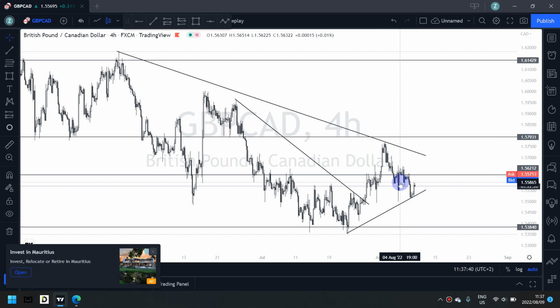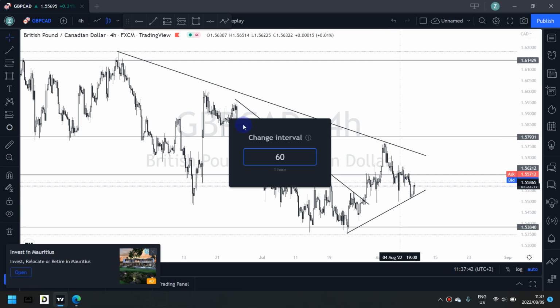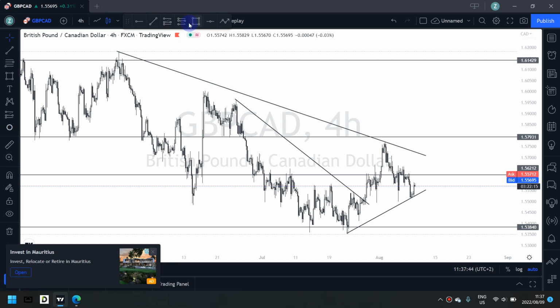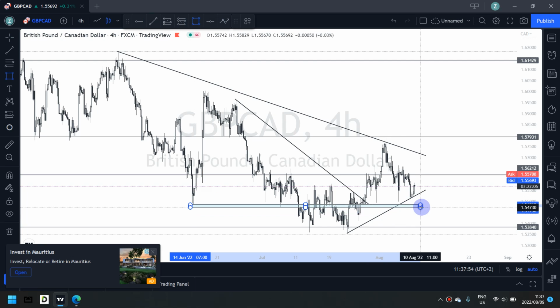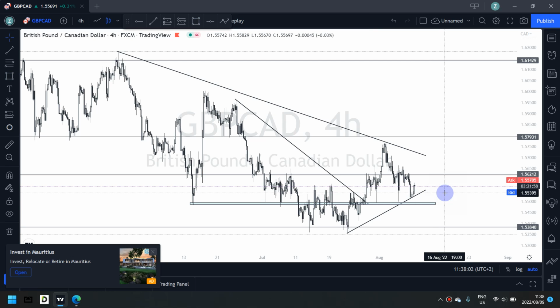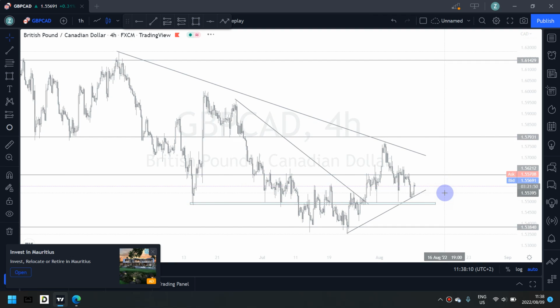So before I move on to the hourly time frame, I want to spot my zone, right? And I want you to know that if I spot a zone on the 4-hour time frame, then it's a strong zone, guys. It is a strong zone. So this is basically what I have for the GBPCAD pair on the 4-hour time frame. Now moving on to the hourly time frame.